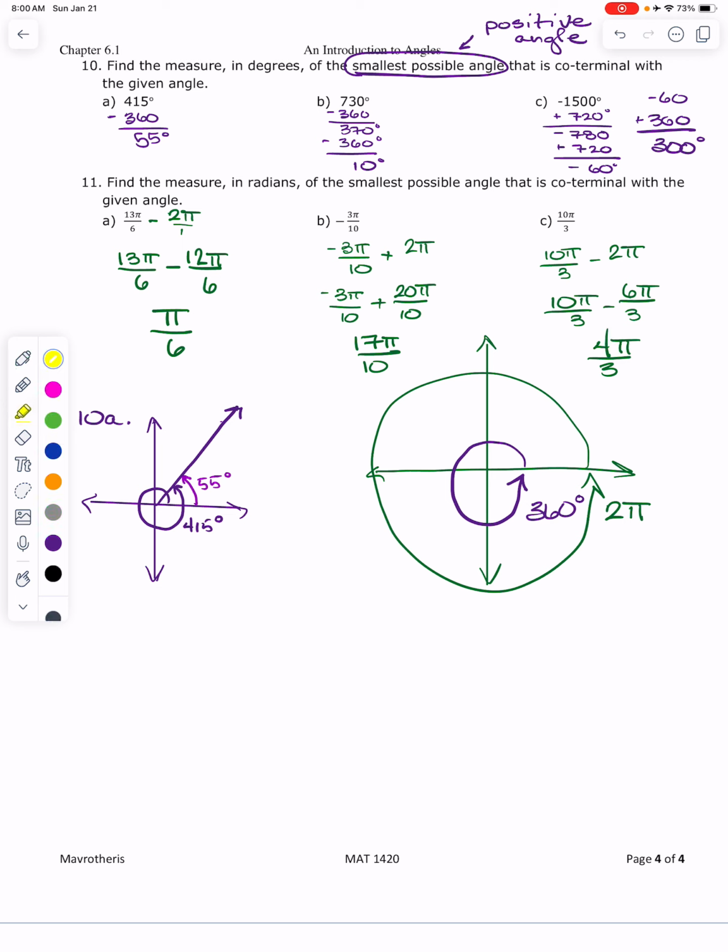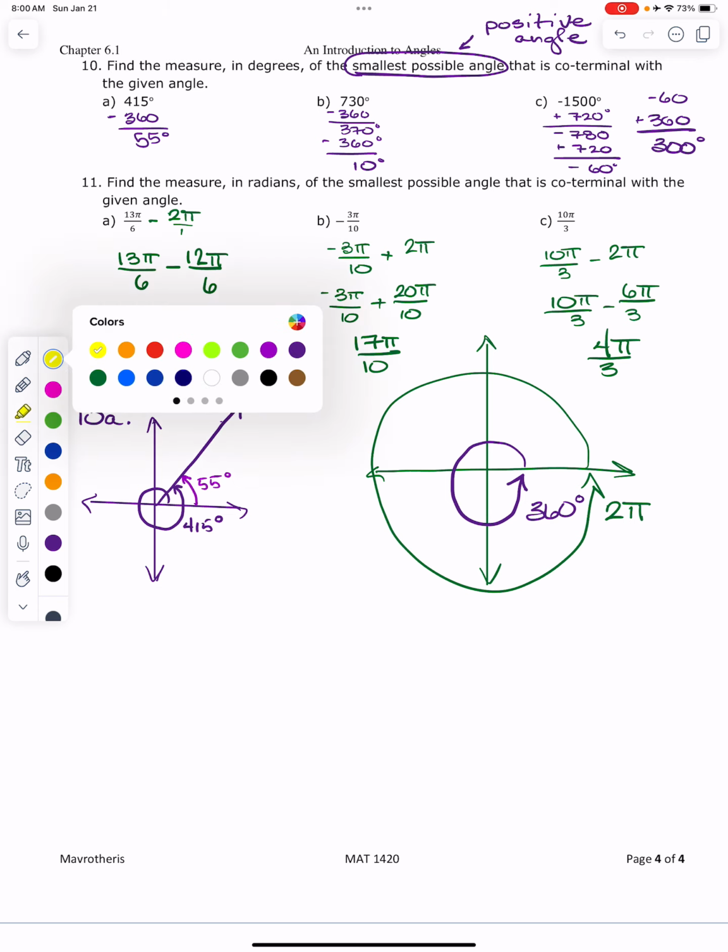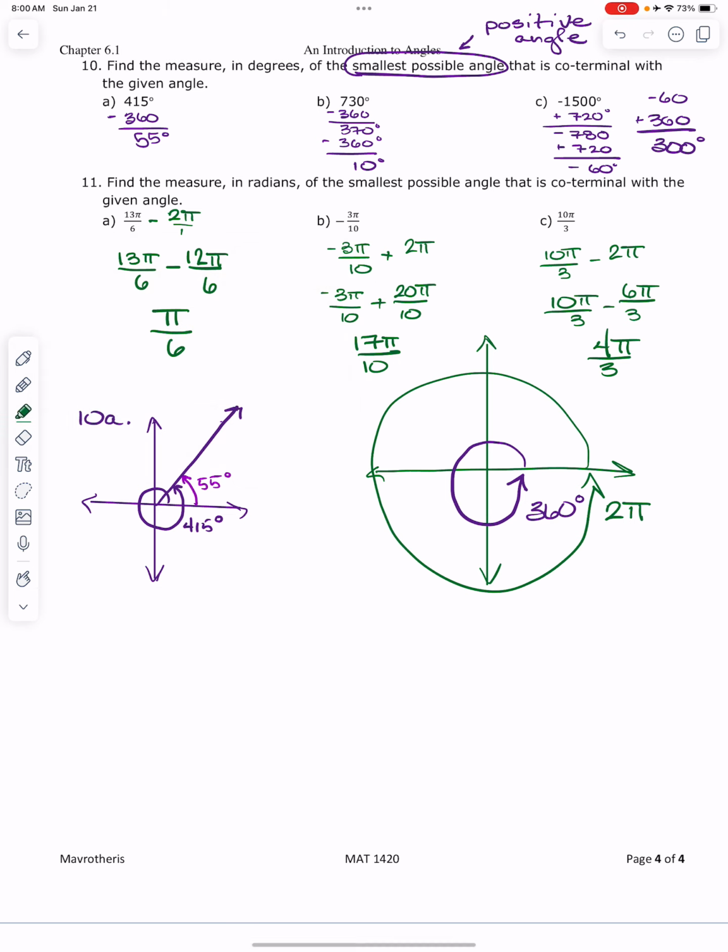And let's see if we can make sure that I highlight these answers for you. So I got my pi over 6 here, 17 pi over 10, 4 pi over 3. Let's go ahead and do this with the degree measures as well. And that is the Chapter 6.1 notes done.